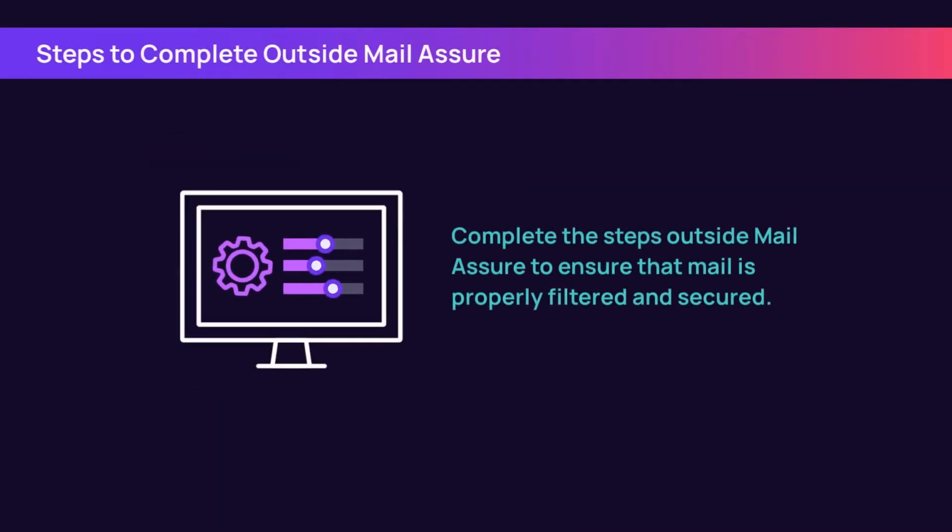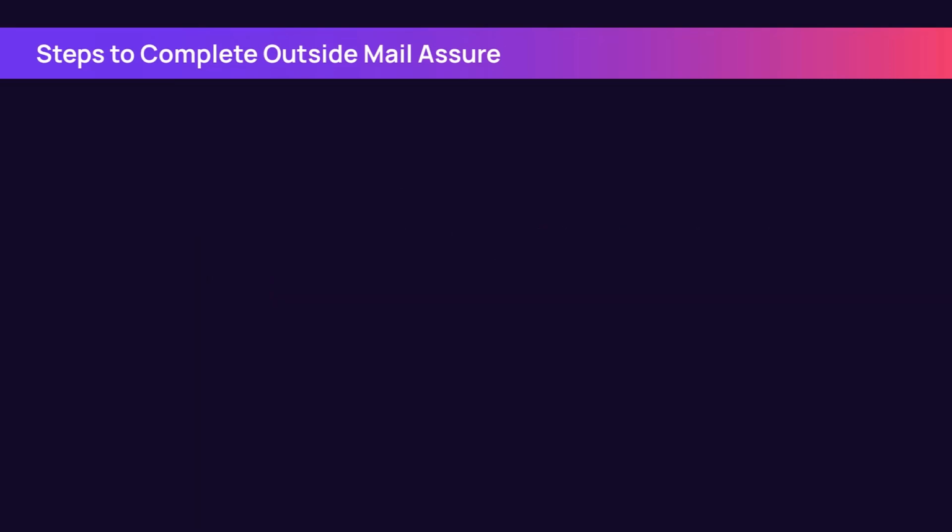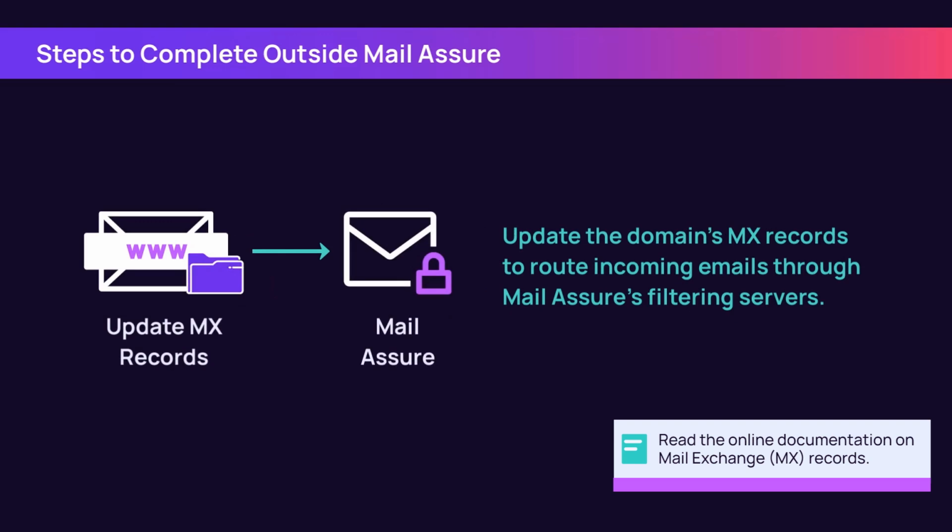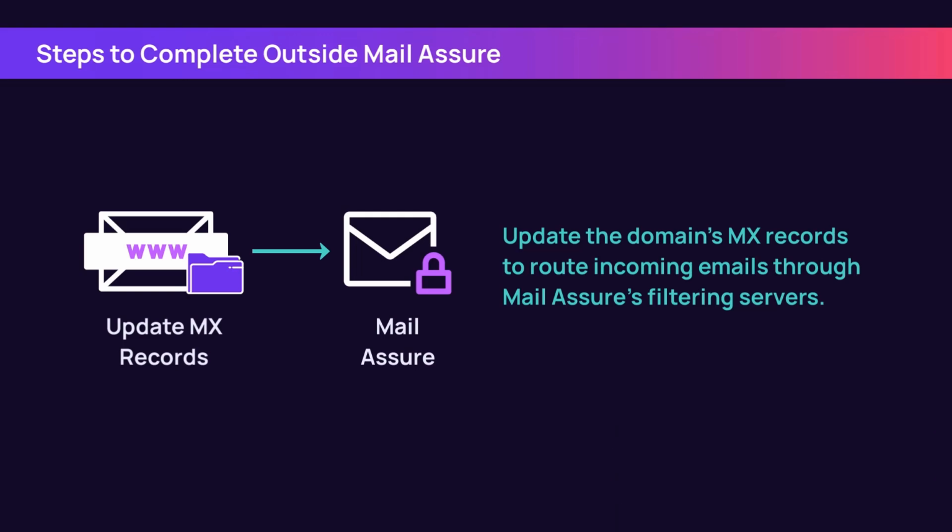To ensure that mail is properly filtered and secured, and email traffic is routed, delivered, and archived, complete the following actions outside of the MailAssure application. Update the domain's MX records to route incoming emails through MailAssure's filtering servers, ensuring that MailAssure handles spam and threat filtering before emails reach Microsoft 365. Without this, incoming emails bypass MailAssure, reducing its effectiveness in protecting the domain from spam and malicious emails.